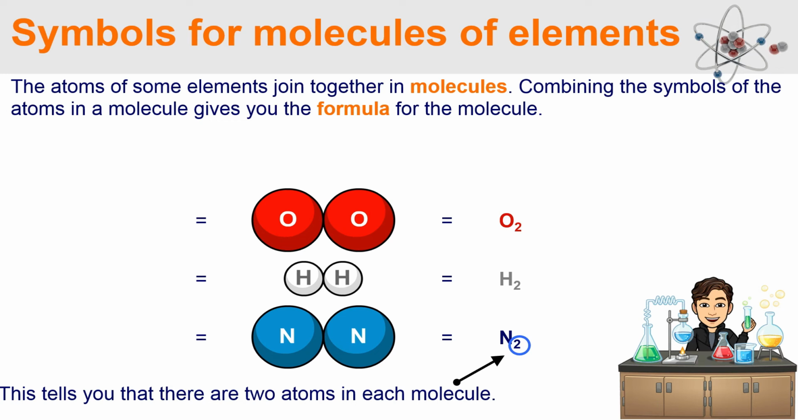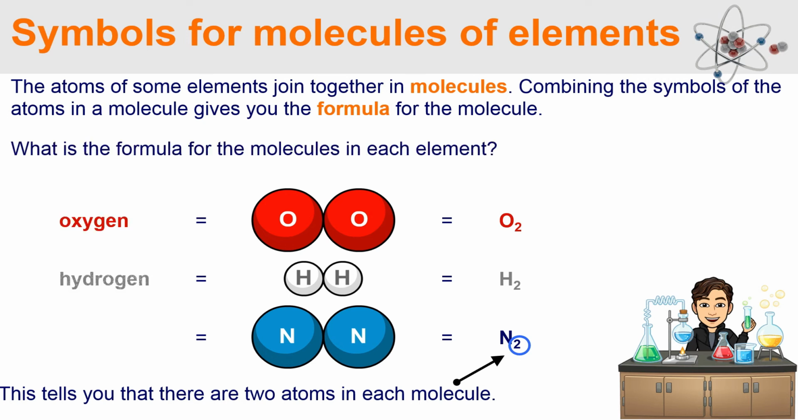You are going to combine the symbols of the atoms in a molecule, and that would give you the formula of the molecule, such as these examples for the oxygen molecule, hydrogen molecule, and the nitrogen molecule. As you can see here, the letter denotes the type of element it consists of. The number here, the subscript, represents the number of atoms that make up the molecule. Okay?